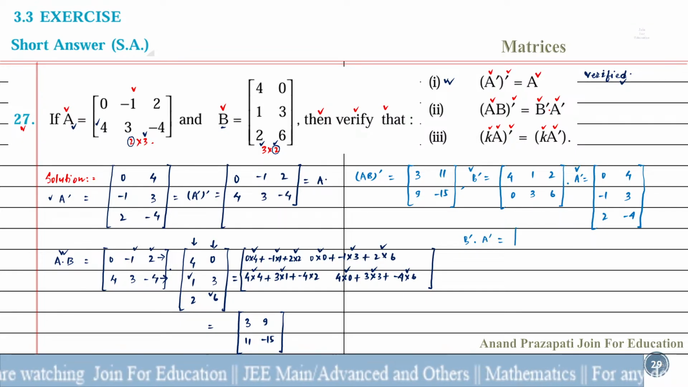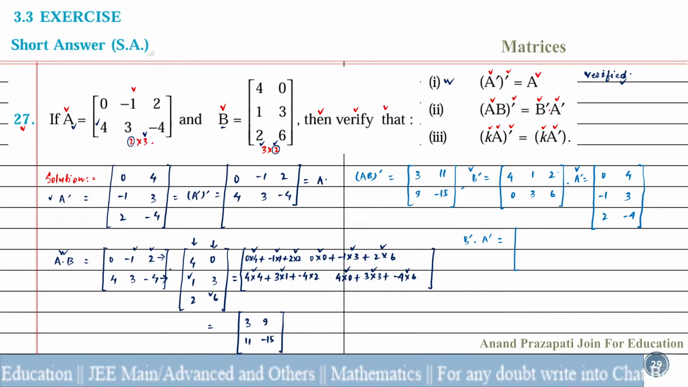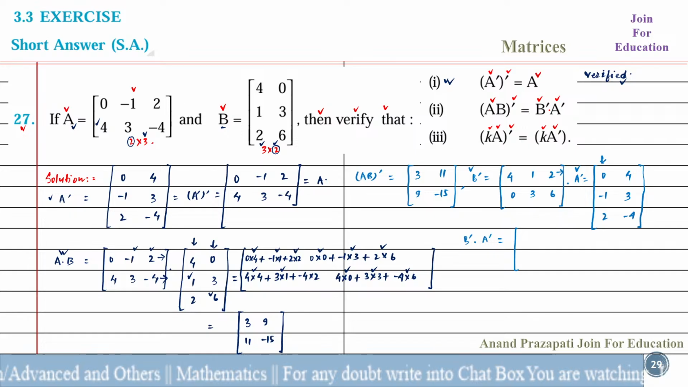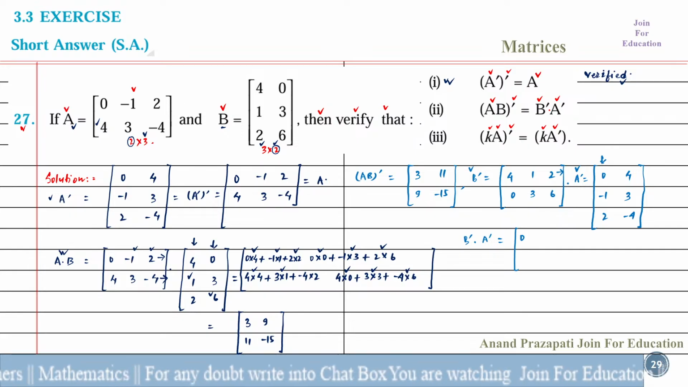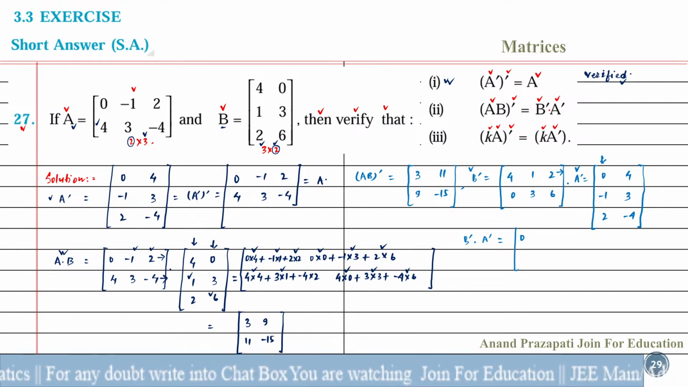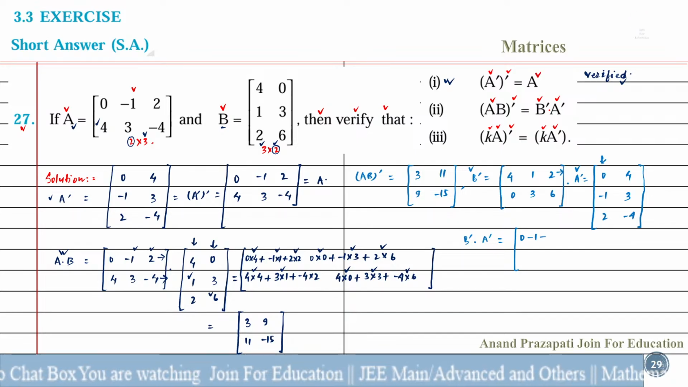Let's see, here will be first row according to the first column. So 4 into 0 equal to 0. 1 into minus 1 equal to minus 1. So here will be minus 1. 2 into 2 equal to 4. So here will be plus 4.